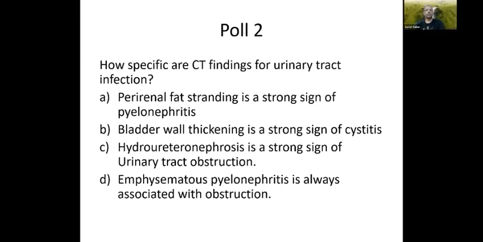Yeah, now, this is the poll which I want, because there are a lot of signs on the CT. One, do you think that perirenal fat stranding is a strong sign of pyelonephritis? Only one of these is the correct answer. Bladder wall thickening is a strong sign of cystitis. Hydroureteronephrosis is a strong sign of obstruction. And emphysematous PN is always associated with obstruction. Actually, many of these things are thought to be okay, but it's not always okay.